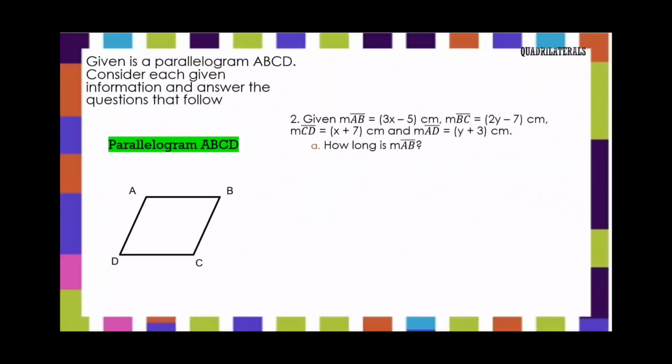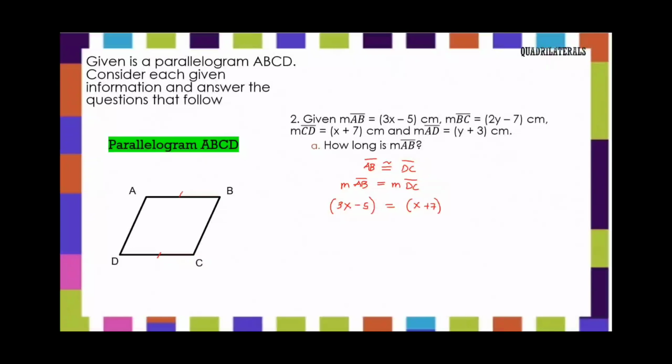Letter A. We need to find how long is the measure of side AB. So, ito yung side AB. So, since hahanapin natin yung measure ng side AB, we can use property number 1, which states that any two opposite sides are congruent. Take note that side AB is congruent to side CD. Okay? Ibig sabihin, kung congruent, the measure of side AB is equal to the measure of side CD. So, anong gagawin natin? All we need to do is to substitute the given values. So, we are given that the measure of side AB is equal to 3x minus 5. And that the measure of side CD is equal to x plus 7 centimeters.